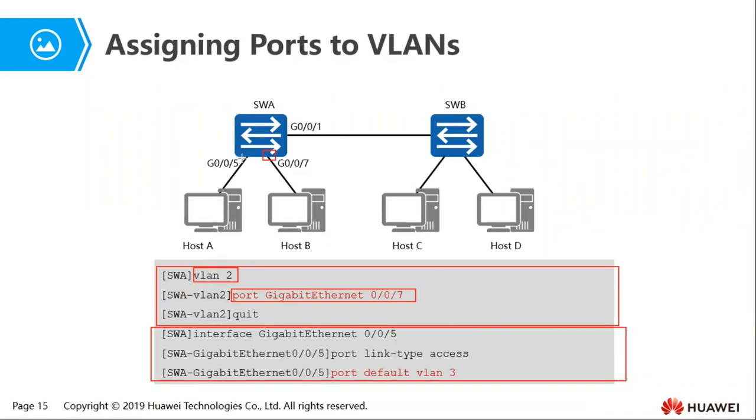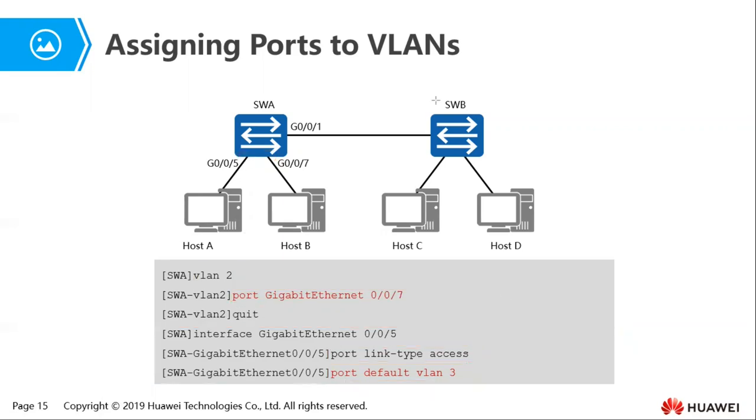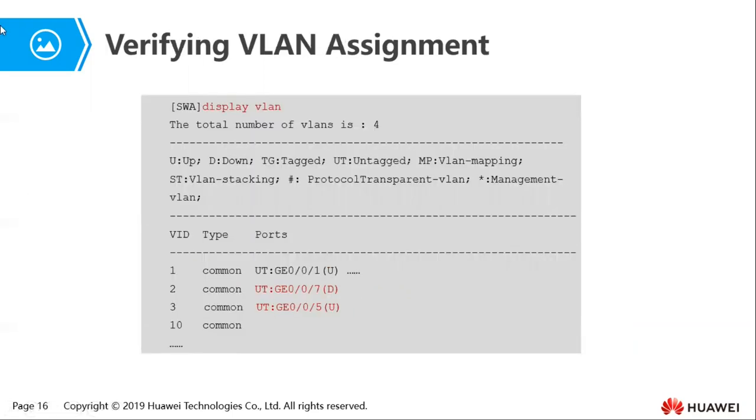The second way in which you can do it is this way. We go into a particular interface like G005. We set it to an access port if we had not done that already. Then use the command port default VLAN 3. Therefore, the PVID of G005 is going to be 3. So that's how we add ports to VLANs. We can always confirm using the display VLAN command.